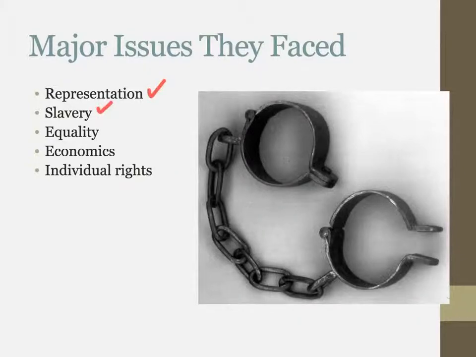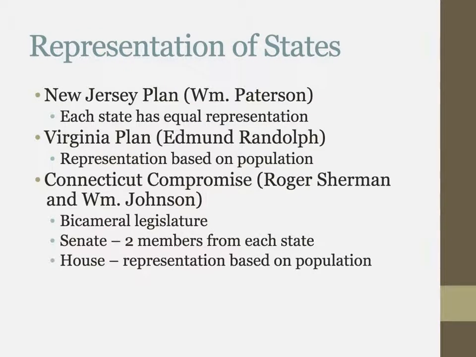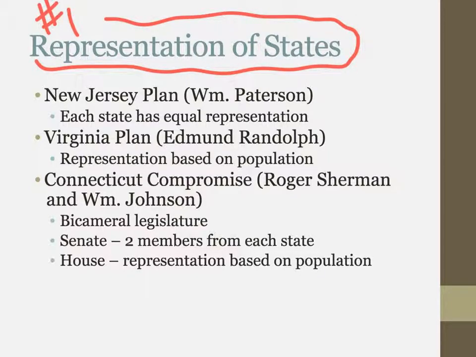They had to deal with slavery, which half the states had and half didn't. You had to deal with the questions of equality among people and among the states, economic issues, including that property rights thing, and what individual rights you are going to write into the Constitution. This is the number one, the most important issue there, and it took the longest time for people to figure out: how are states going to be represented in the new government?